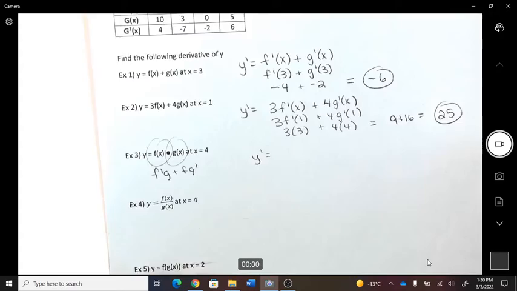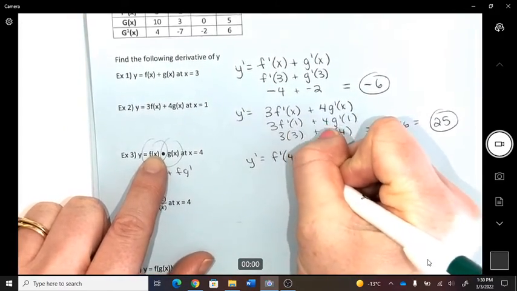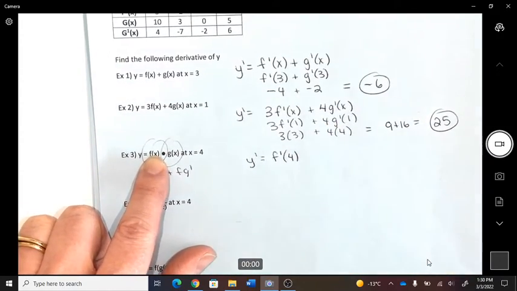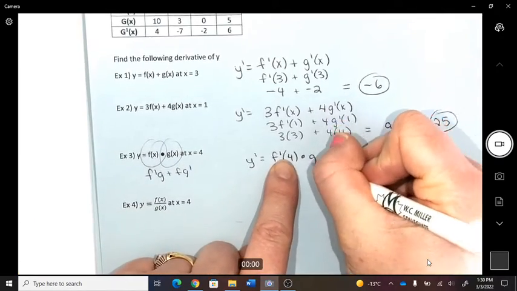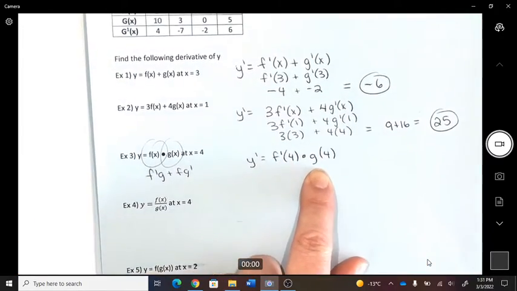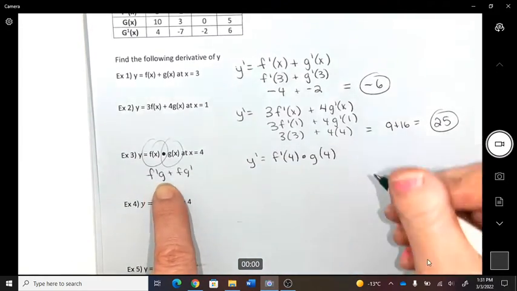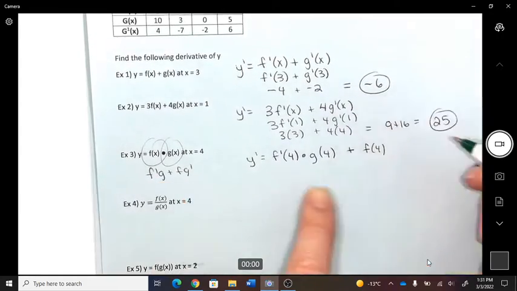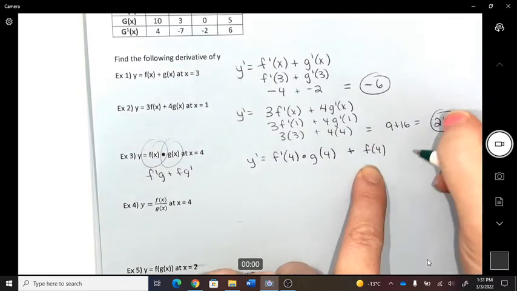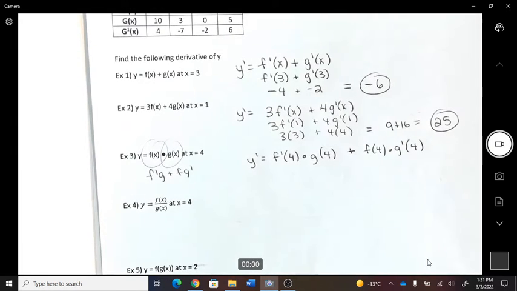Okay, so I'm going to write this out the long way. Okay, so f prime, I'm obviously doing this at 4, times, so I derived that, keep that. Okay, I'm just following this rule. Derive that, keep that. Plus, keep this times derive that. Does that make sense with the rule? Derive times keep plus keep times derive.